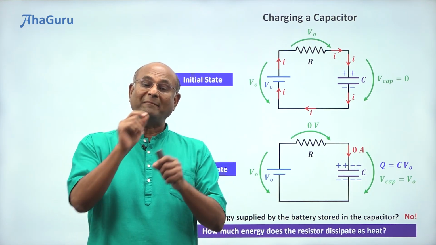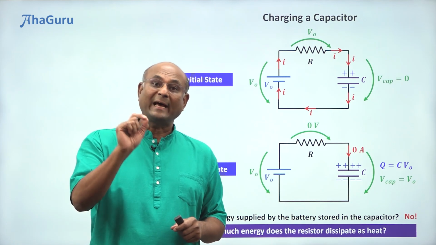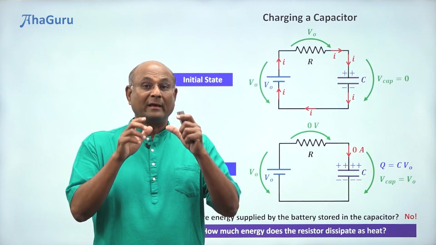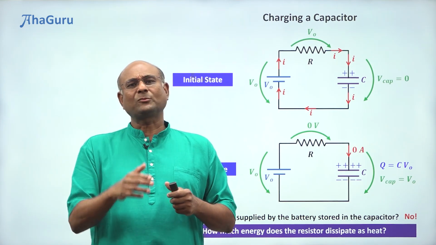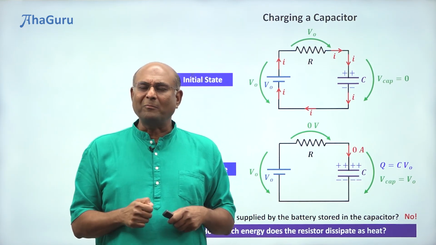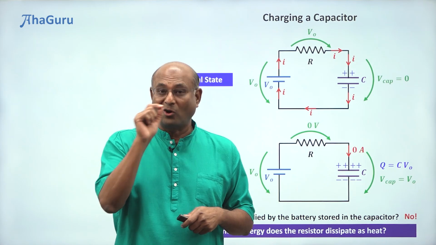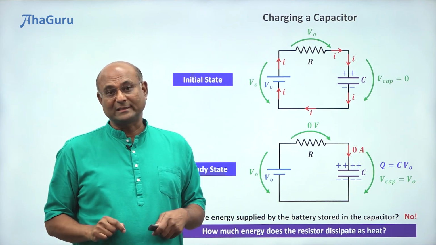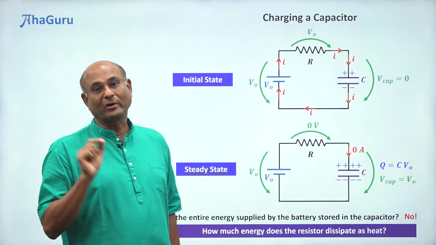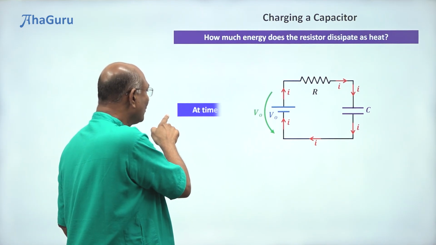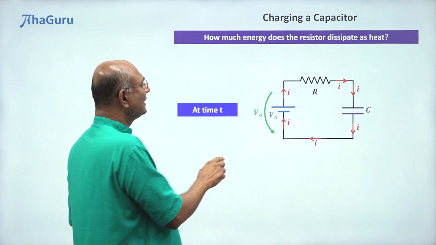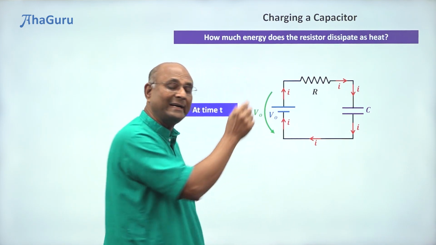Well, you know that the power dissipated by a resistor is I squared R. For a time t, how much energy will be dissipated? I squared R t. Can I use that formula here? Unfortunately not. So let us try to look at this a little more carefully. We are now going to look at how much energy the resistor dissipates. I am going to look at this at time t. At time t, let us say that there is a current I.